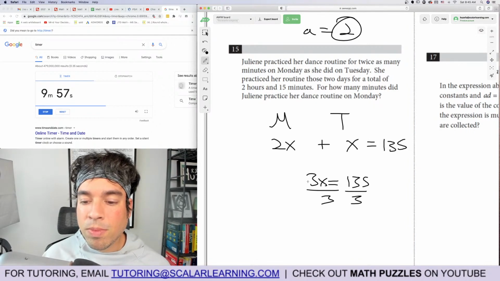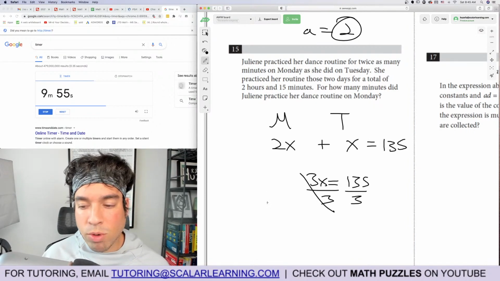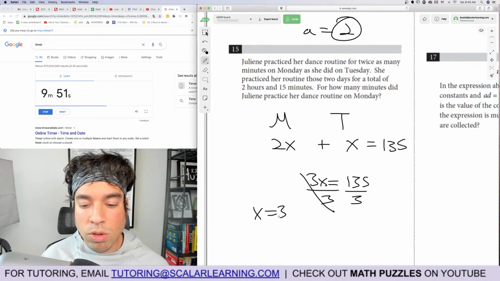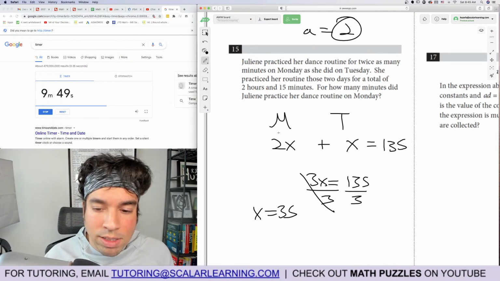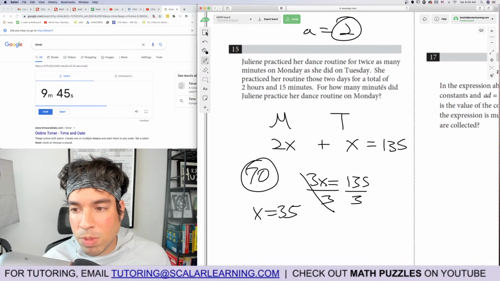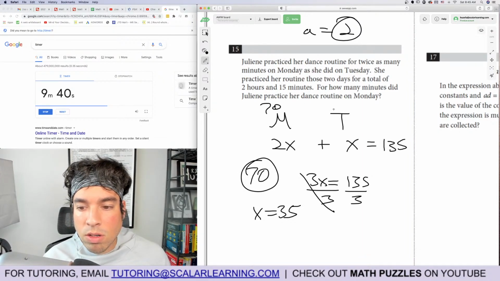Divide by 3. And I know that's 45, right? 45 plus 45 is 90, plus 45 is 135. So x equals 35, but on Monday she did 2x. See how this grid works perfectly? So 2 times that is 70. Boom, done. Let me just make sure. Twice as many minutes on Monday as Tuesday. So 70 here and 35 here.